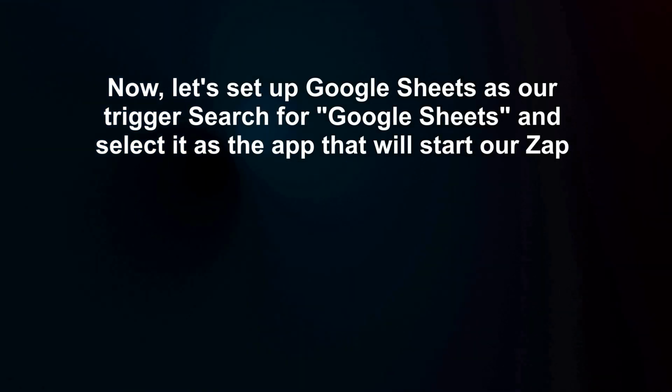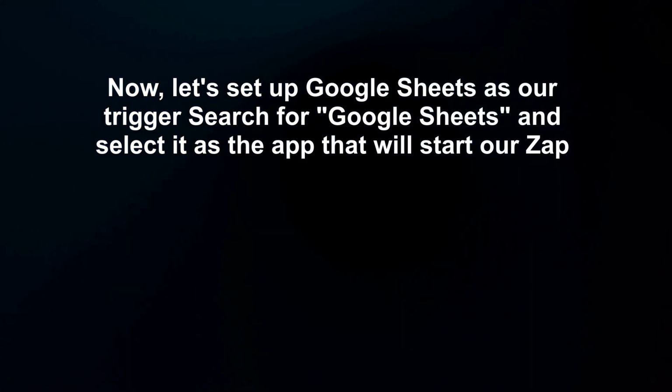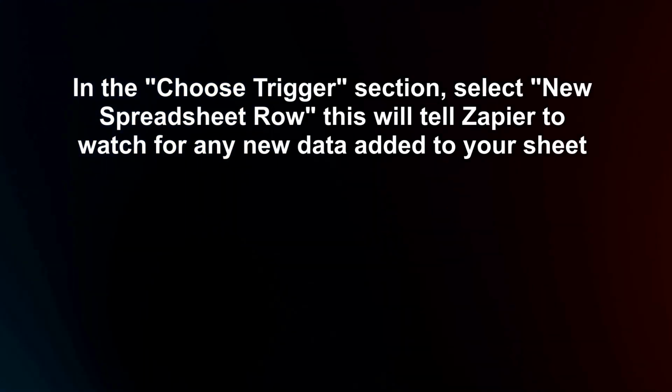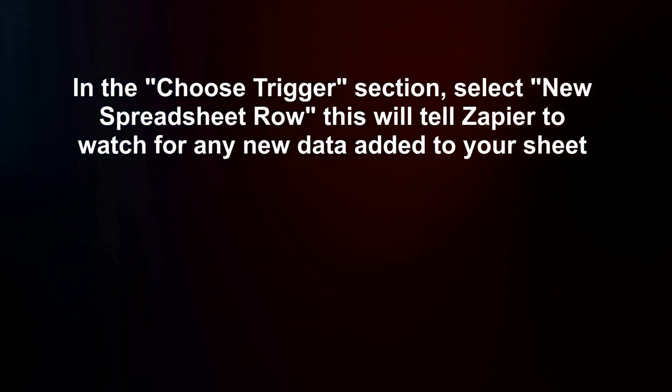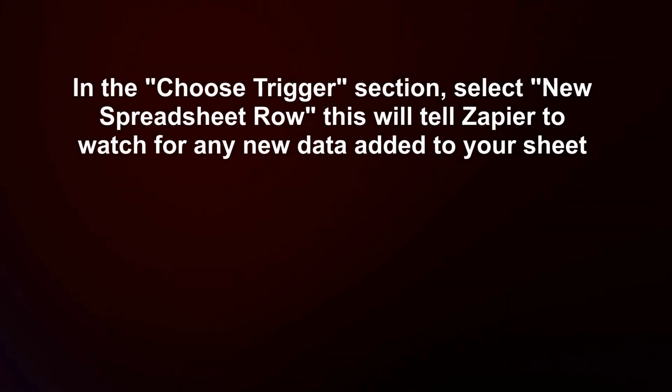Search for Google Sheets and select it as the app that will start our Zap. In the Choose Trigger section, select New Spreadsheet Row. This will tell Zapier to watch for any new data added to your sheet.